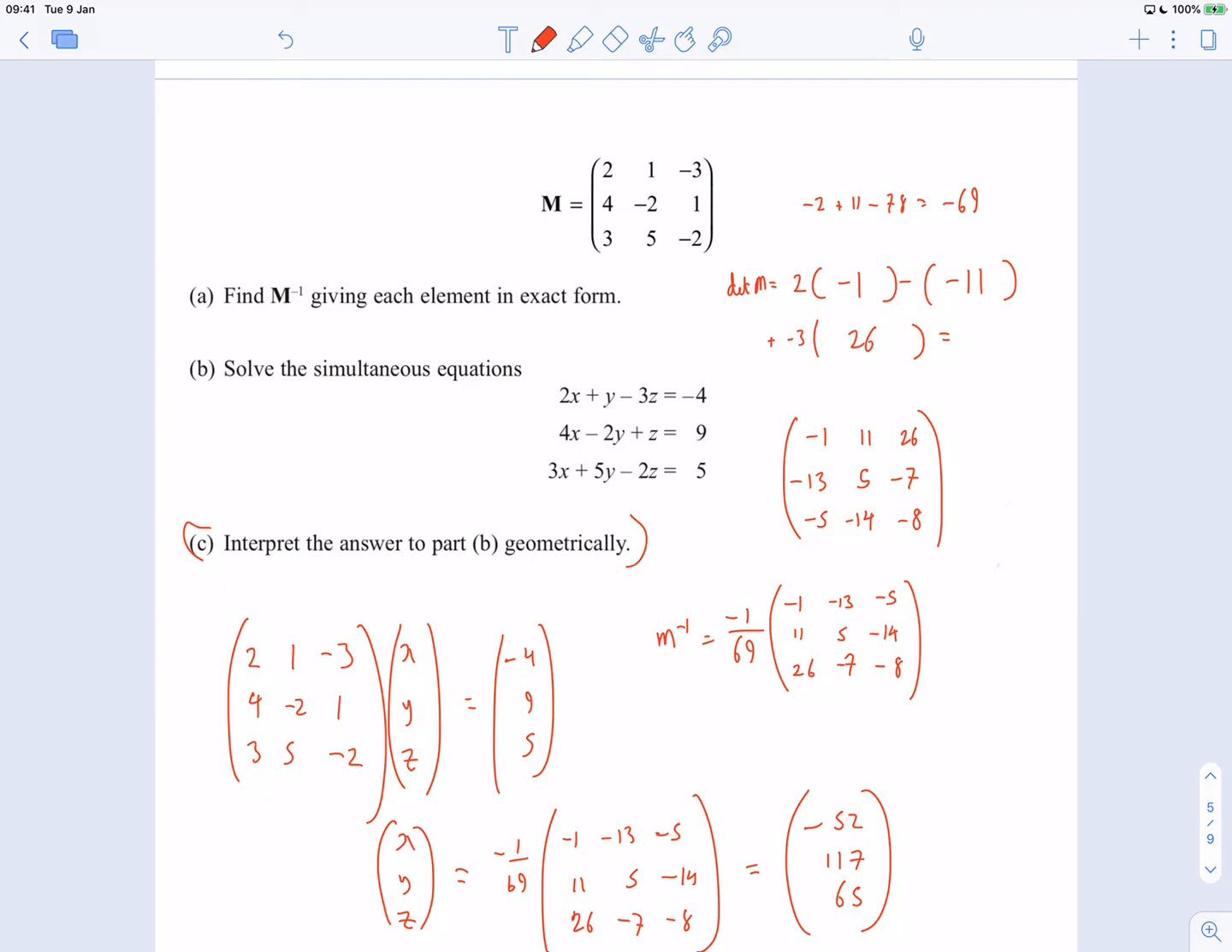Well, let's just check it. Let's go back then. So, how do we check that? Well, we just sub it in. So 2 lots of minus 52 plus y, which is 117, minus 3 lots of 65 is minus 182. My calculator has not done the business here. Okay, well, I've not done this properly then.